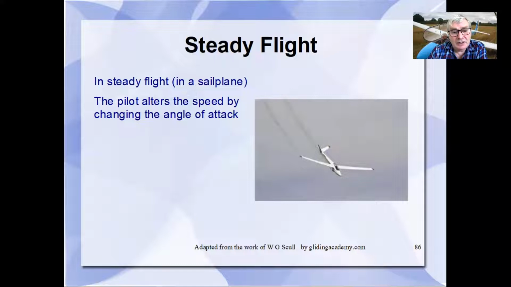In steady flight in a sailplane, then, just as a little bit of food for thought, the pilot alters the speed by changing the angle of attack. This, of course, works for a sailplane and is one of the primary differences between a sailplane and a power plane.